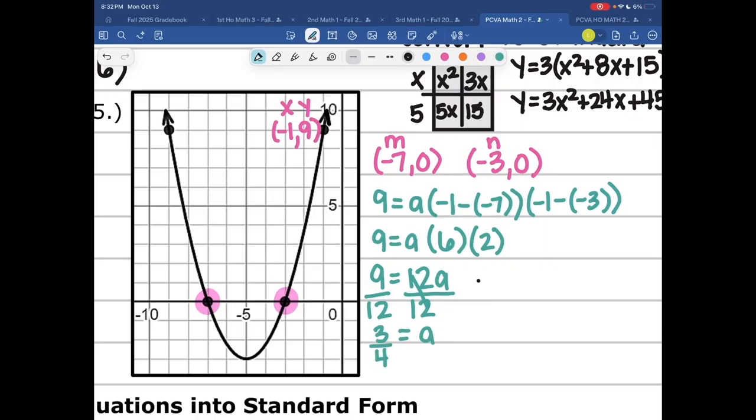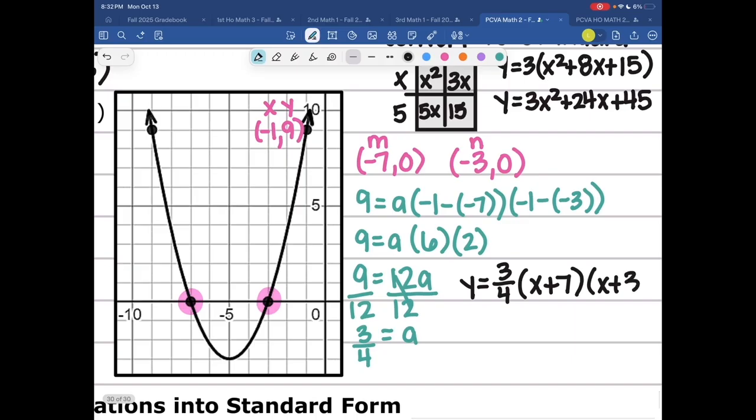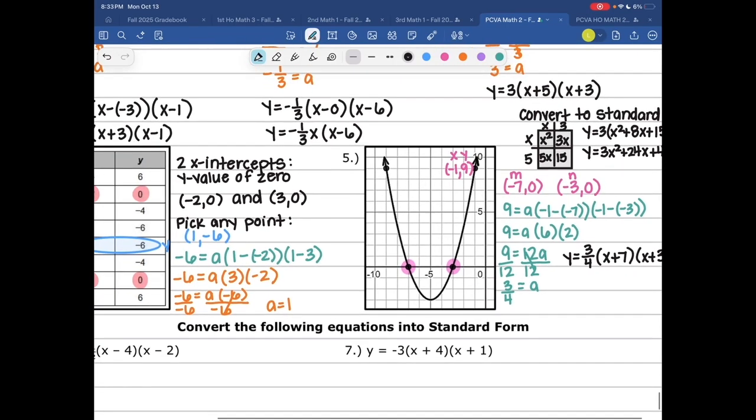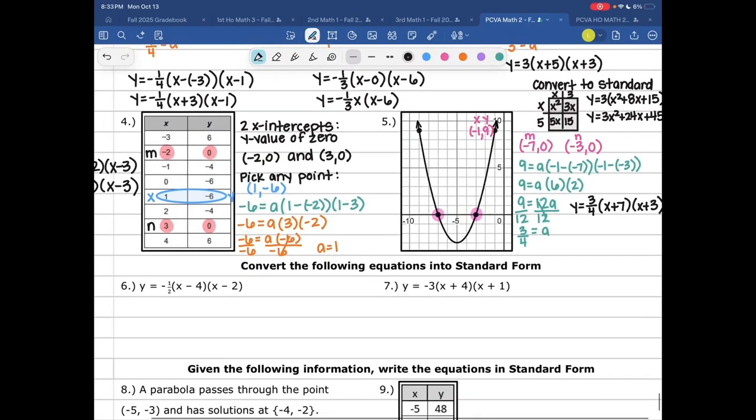So if I put everything back together, I have 3/4 times x plus 7 and then x plus 3. So equations, obviously, or if they're given to us, we can put the pieces together. If I have my graph or my table, I can still identify those pieces.